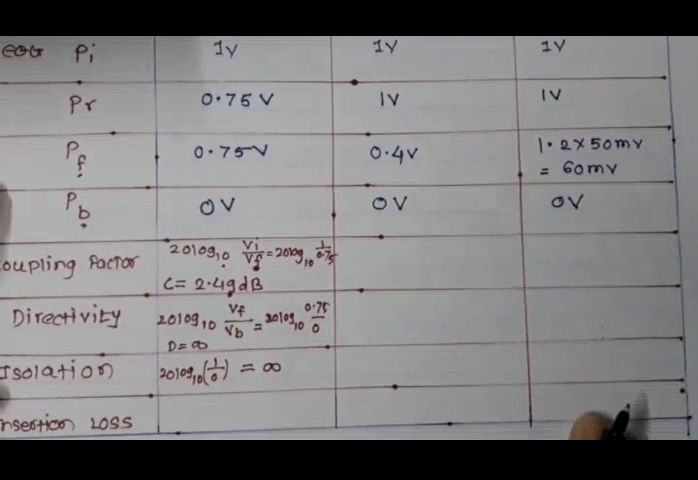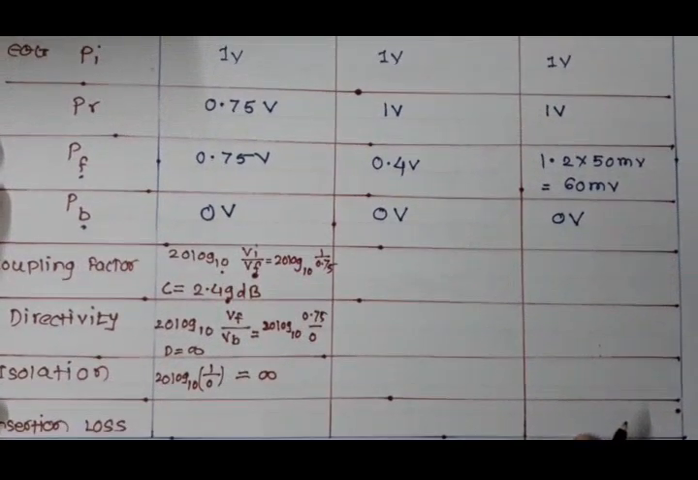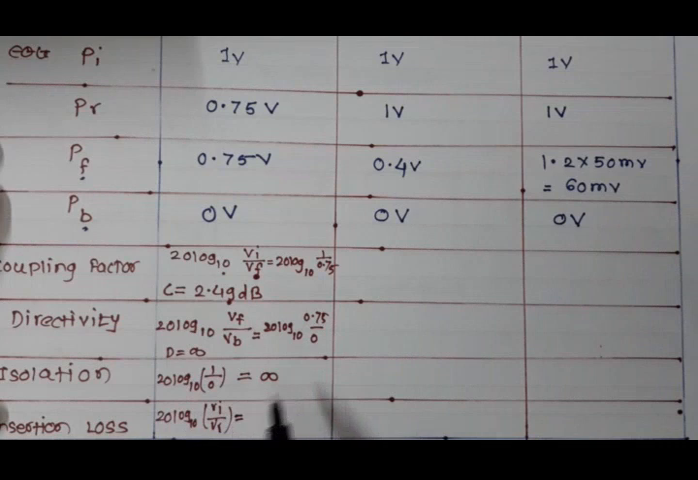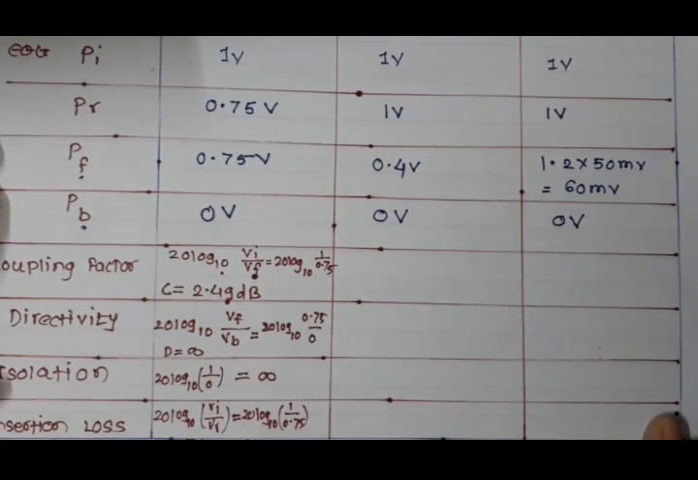The last parameter is the insertion loss. I can say this is 20 log to the base 10 Vi by Vr. Here Vi is 1 volt and Vr is 0.75. So 1 divided by 0.75 again gives me the insertion loss of 3 dB. So this is all about the 3 dB directional coupler.